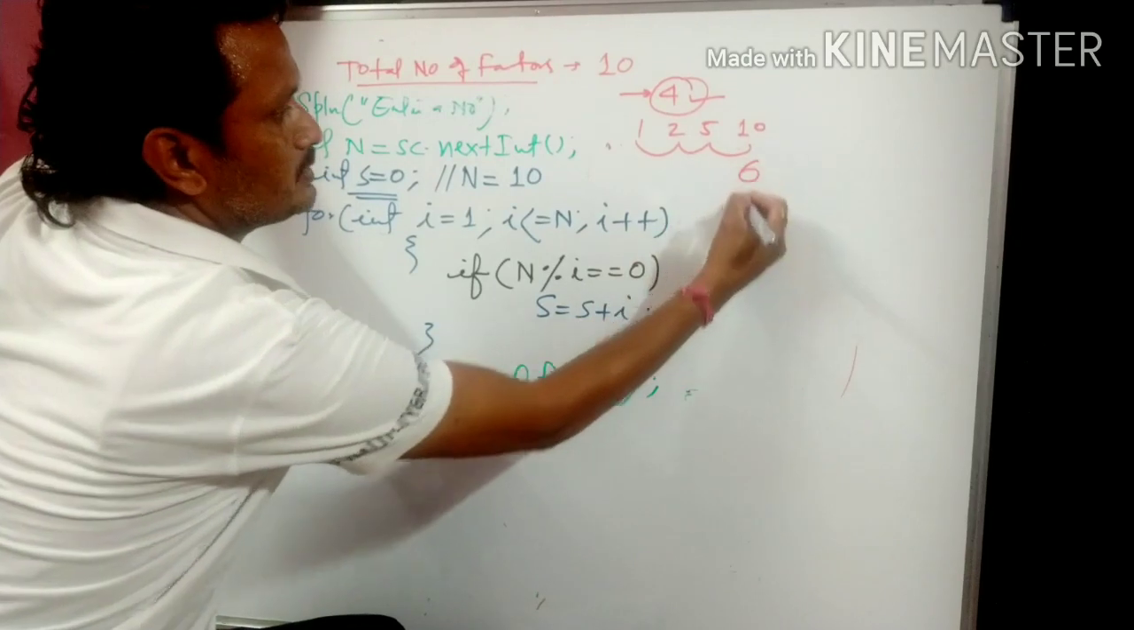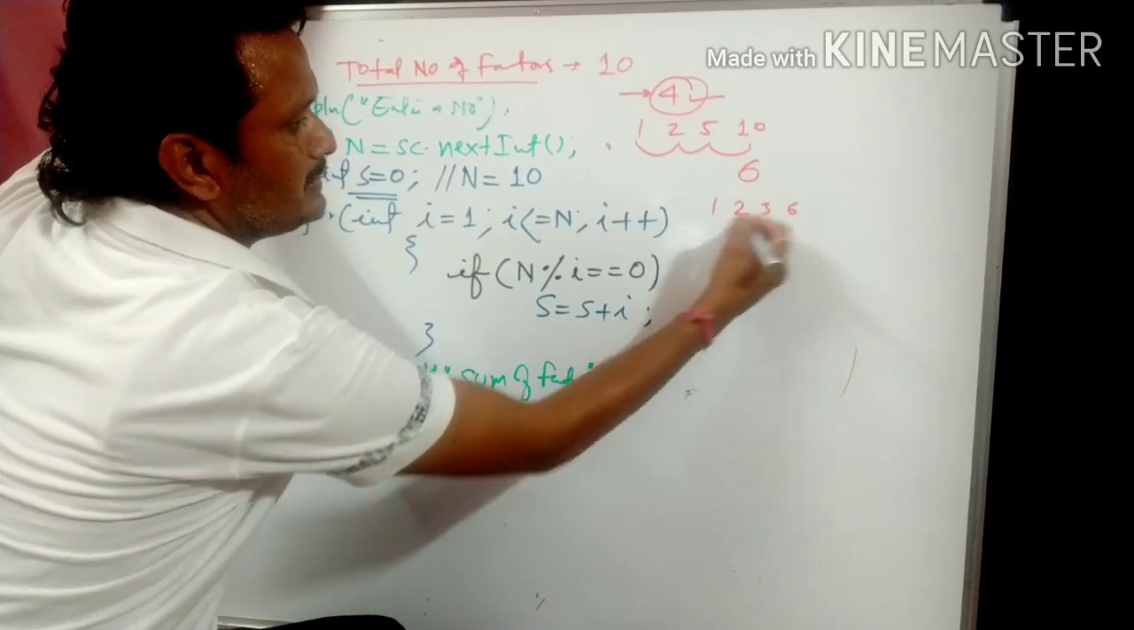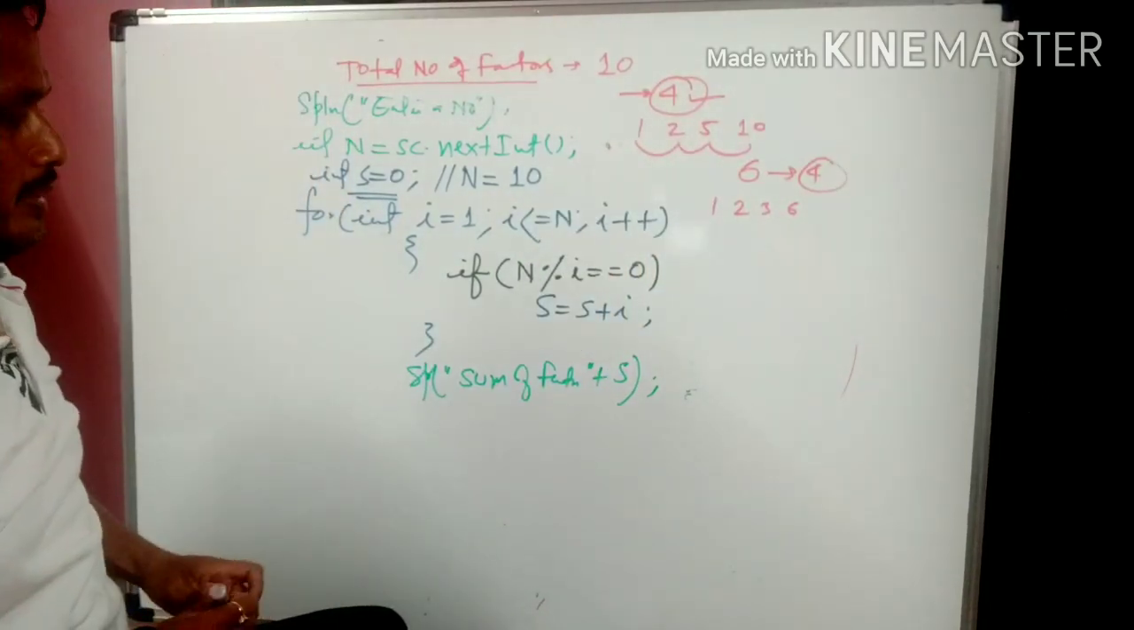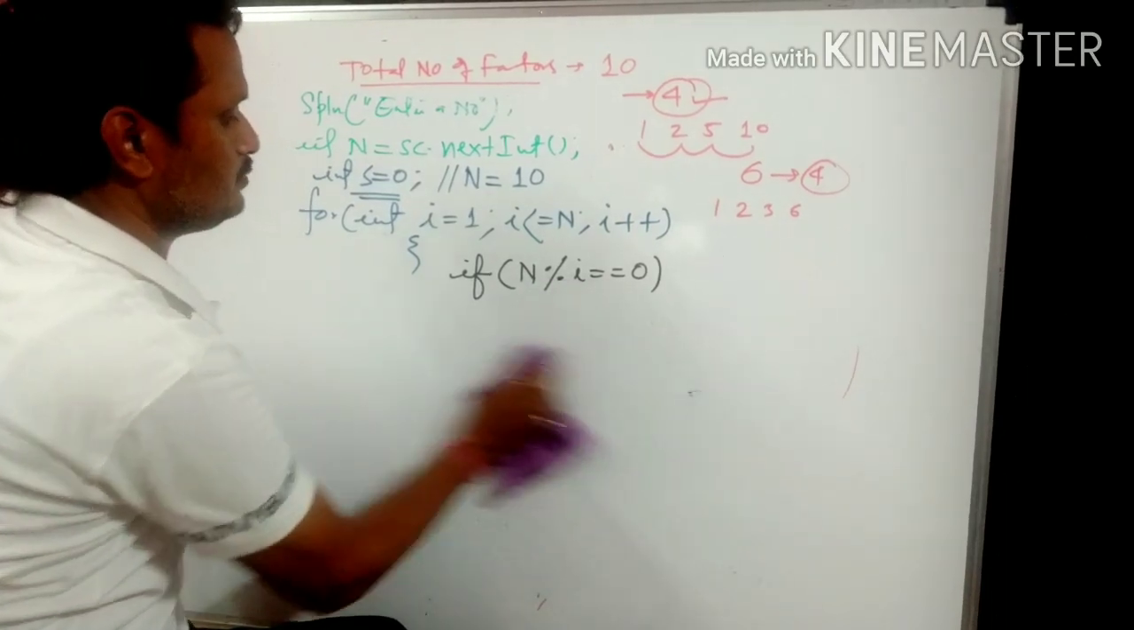Suppose 6 is there. So the total number of factors will be what? 1, 2, then 3, then 6. So the total number of factors will be 4. Now everything will be the same. Here one thing will change.